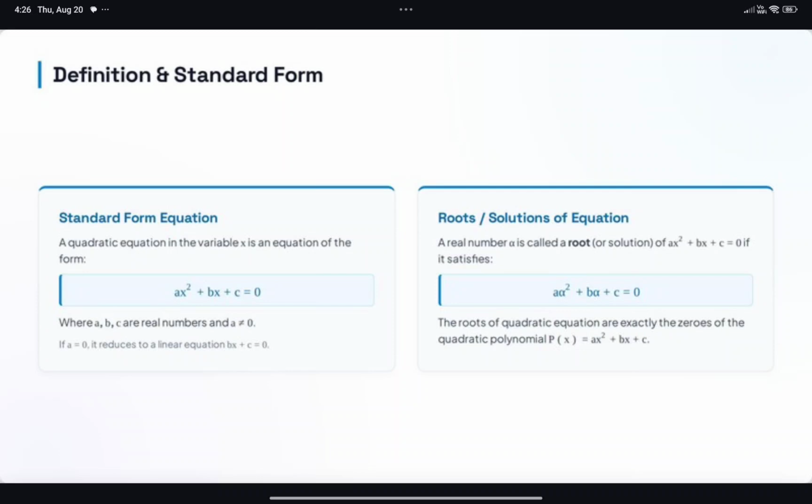Here the equation is there, yes or no? In which variable? X variable, yes or no? One more time I'll read. A quadratic equation in the variable x is an equation of the form ax square plus bx plus c is equal to 0.